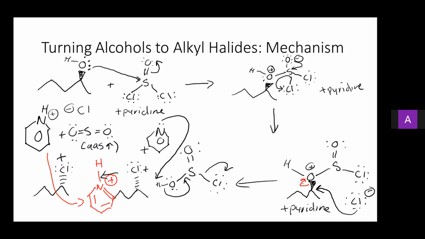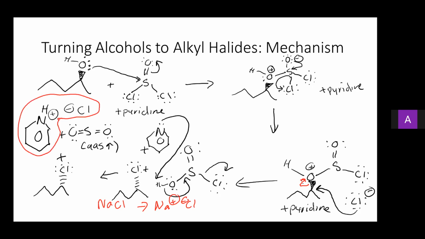Yeah, so Cl is an ion with the pyridine. So that's why I drew it together. You know how sometimes we draw NaCl because Na plus and Cl minus are ions together? So that's kind of what's going to happen with the pyridine and Cl.